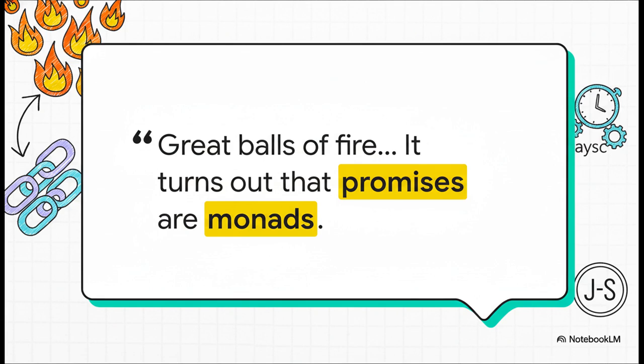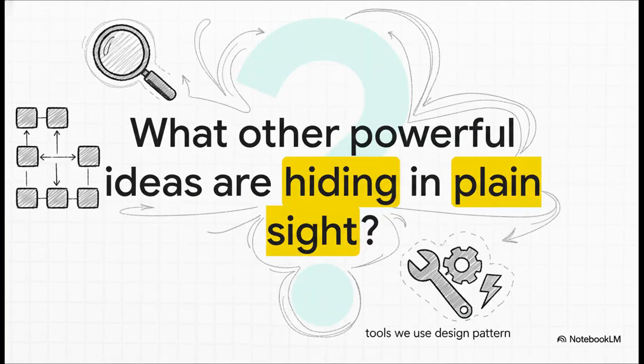Great balls of fire, it turns out that promises are monads. This essential, foundational tool for managing all the chaos of the web, a cornerstone of modern JavaScript, is built on the exact same simple pattern we just figured out. So, the big takeaway is this. The monad was never some scary ivory tower concept we couldn't understand. It's a simple, elegant, and really useful design pattern that's been hiding in plain sight in the tools we use every single day. And that just leaves you with one last question to think about. What other powerful ideas like this are out there, hiding right under our noses, just waiting for us to discover them?